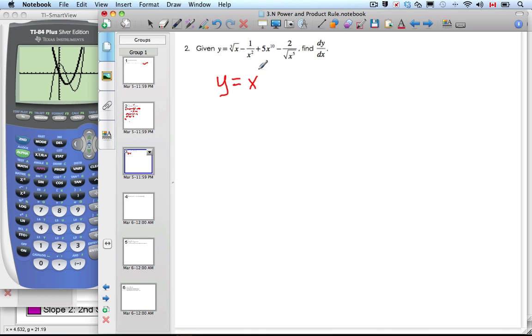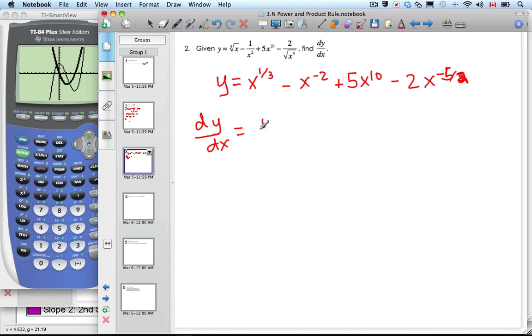So this is x to the 1/3 minus. Now instead of saying 1 over x squared, I can just say that's the same thing as x to the negative 2, plus 5 x to the 10th, minus 2 times x to the negative 1/5. Oh, no, it's on the bottom of the fraction. We gotta, it is 5 over 2. Yeah, we have 5 over 2. There we go. Okay. All right. dy/dx.